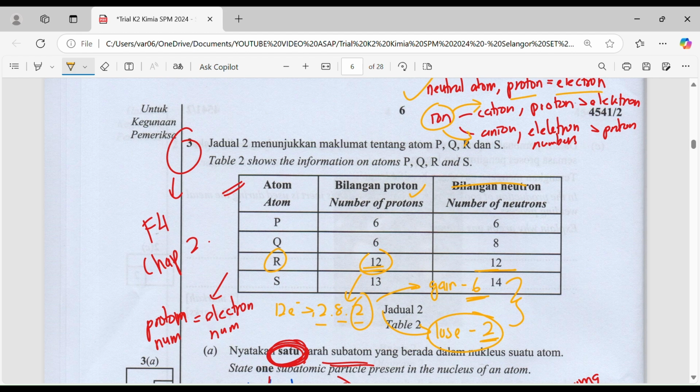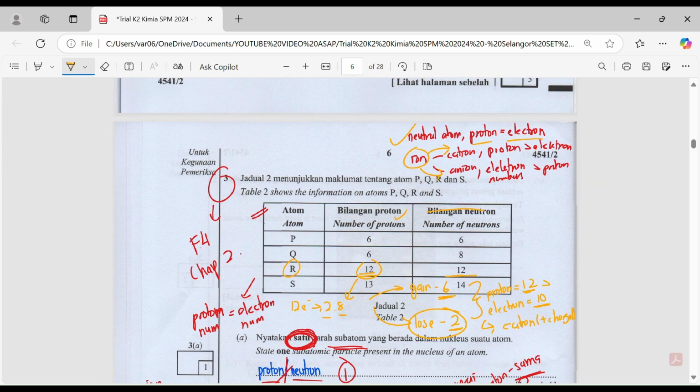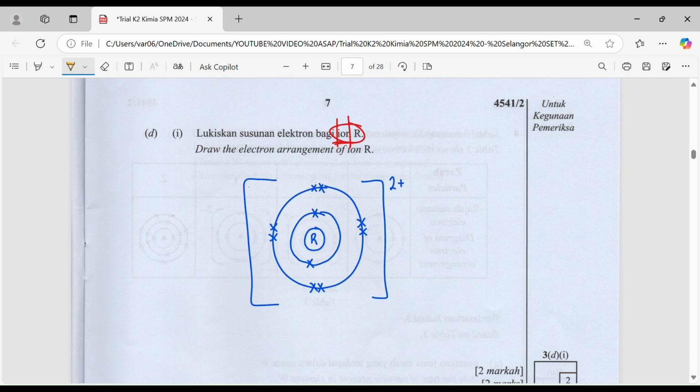Obviously, lose 2. Right? So if it loses 2, its proton number will still remain as 12, but its electron number will now be 10, because it already lost 2. So in this case, it has more protons compared to electrons. So this will be a cation, right? Positively charged. Why? Because it has more protons compared to electrons, right? There you go.